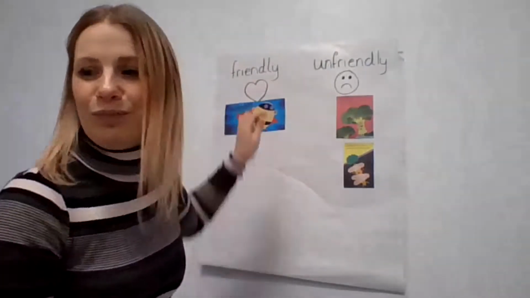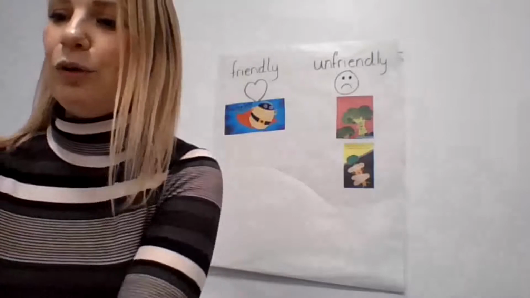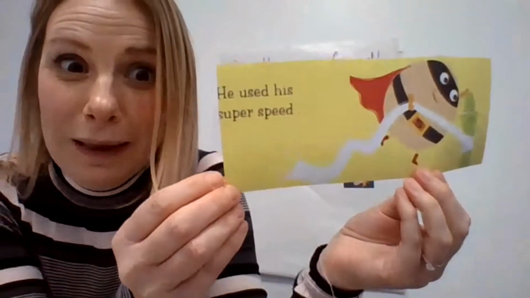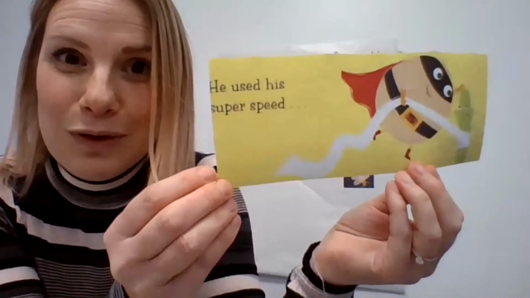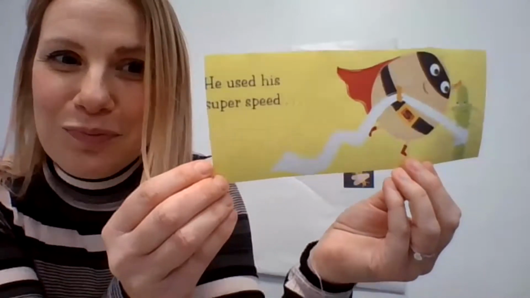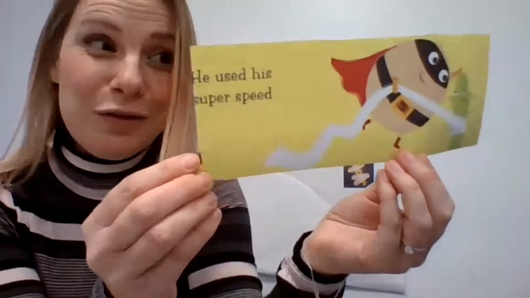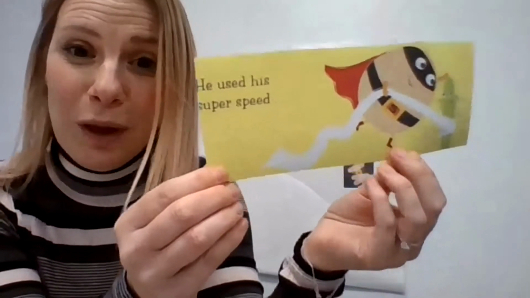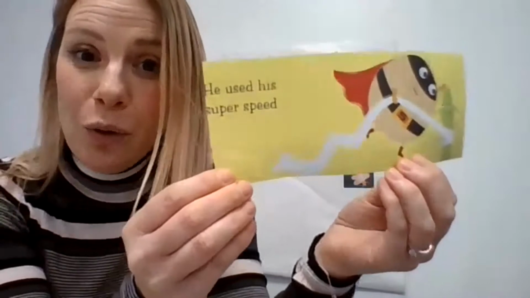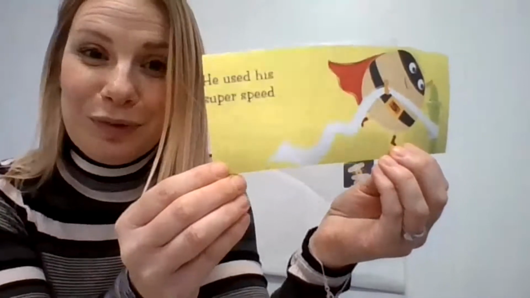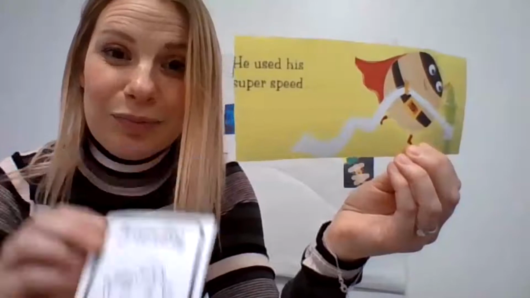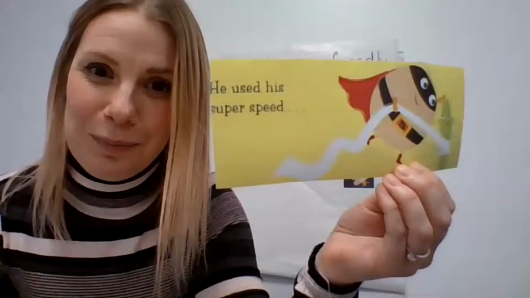It's very helpful. Oh, let's have another look. What's our next picture? Oh, what have we got here? Pause the video and tell your helper. That's right. Supertato is using his super speed to rescue the cucumber. Is this friendly or unfriendly? That's right. It's very, very friendly. Pause the video now and tell your helper why this is friendly.